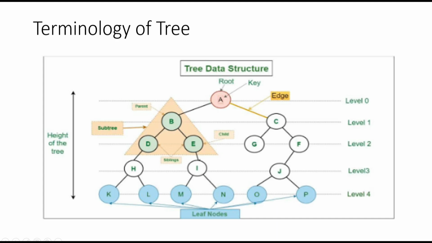Next, we need to know about the height of the tree. The number of edges present in the longest path to that mentioned node is called the height of the tree. The height of a tree is nothing but the height of the root node.